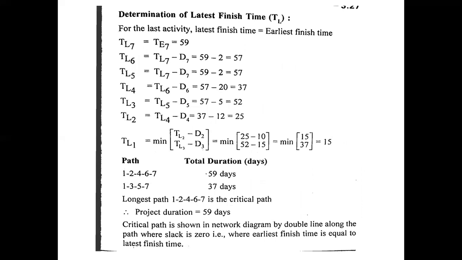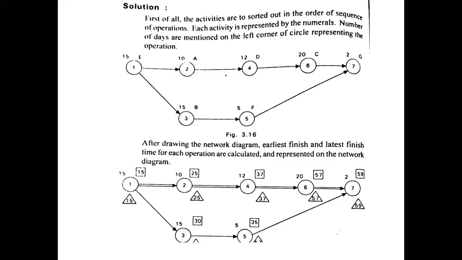So next, determination of latest finish time. In the determination of latest finish time, for the last activity, the latest finish time is the same as the earliest finish time of the last activity. What is the earliest finish time of this last activity? 59. So the latest finish time of this last activity is also 59. In this case, the earliest finish time is calculated from first to last, whereas the latest finish time is calculated from the last activity to the first activity.